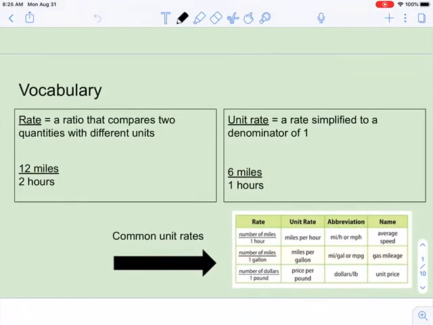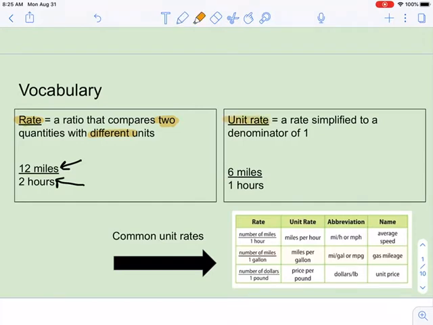So we're going to start with some vocabulary, and there's two terms that you're going to see a lot through here. So one of them is a rate, and a rate is a ratio that compares two quantities with different units. So you're comparing two things and the units are different. So for example, here our rate is 12 miles in 2 hours. So the units are miles and hours. Those are two different units.